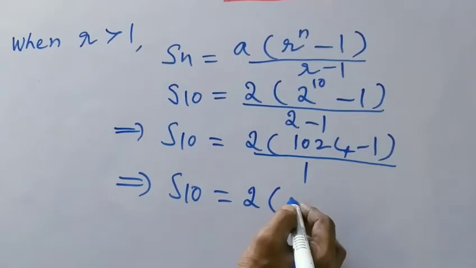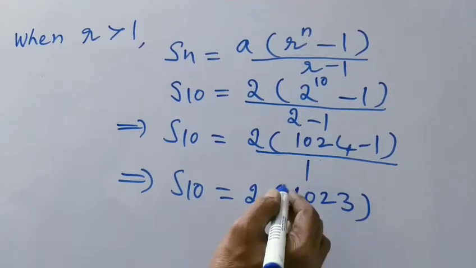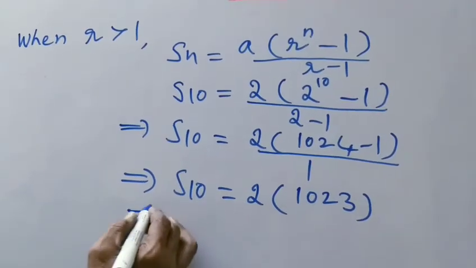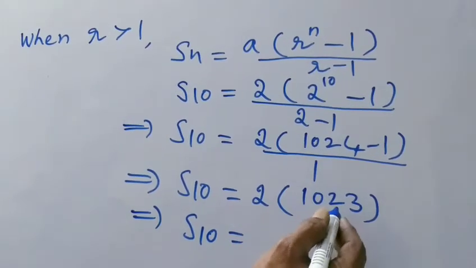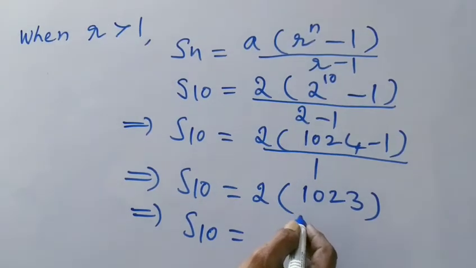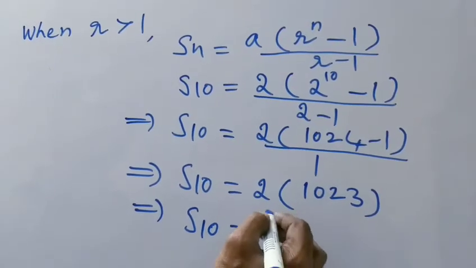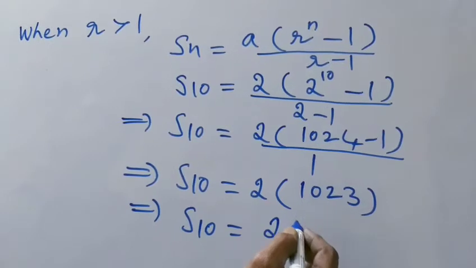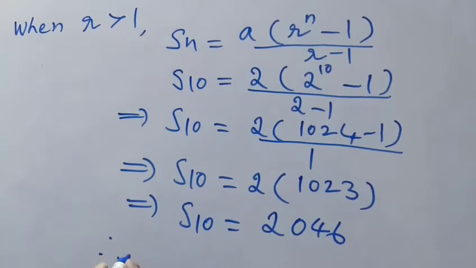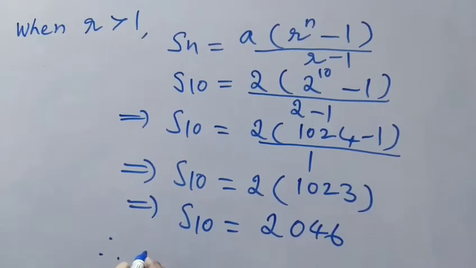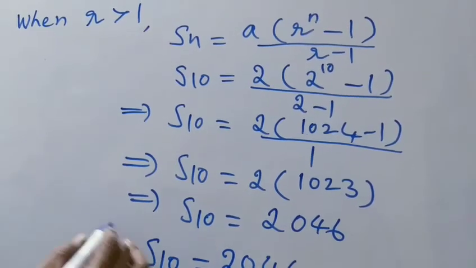Implies S10 is equal to 2 times (1024 minus 1), which becomes 1023, divided by 1. Implies S10 is equal to 2 times 1023, that means 2046 on multiplication. Therefore the sum to 10 terms, S10, is equal to 2046.